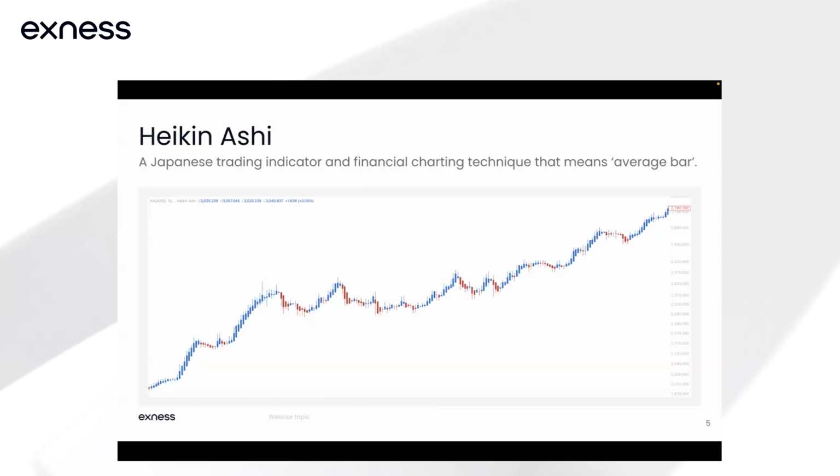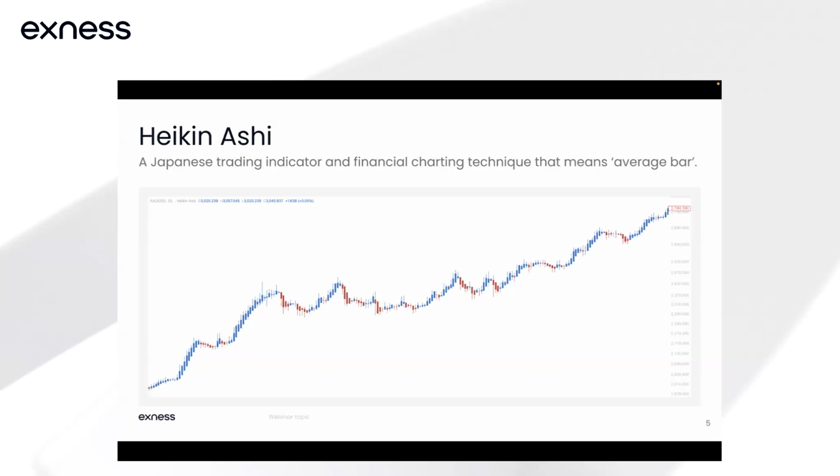The term itself comes from Japanese and translates to average bar. Unlike standard candlesticks that reflect pure price action at the given time, Heikin Ashi modifies the way candles are formed by taking into account the previous bar's open and close. And this results in a chart that's much smoother and easier to interpret.